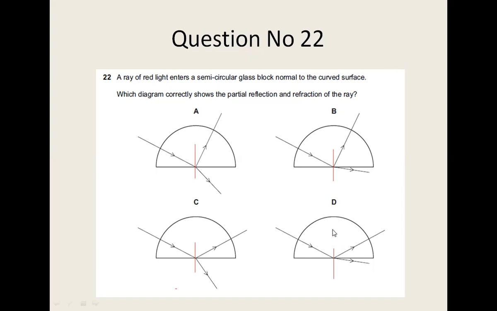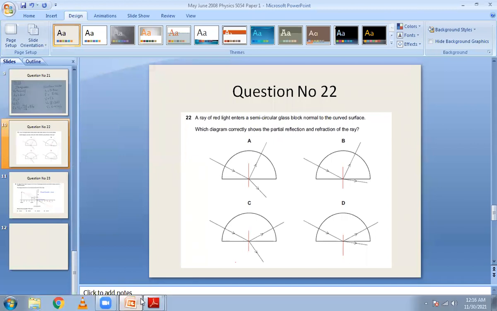In the D part, you can see here when I draw normal at this point, the angle of incidence, angle of reflection, they appear to be equal to each other. And when the light entered from a dense medium, which is glass, into air, which is rare medium, the light is supposed to bend away from the normal. So you can see here it has bended away from the normal. So I think D looks the best option to me. Question number 22, D looks the best option.